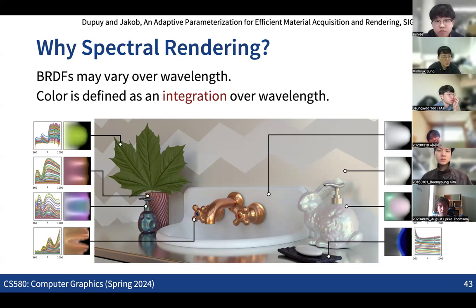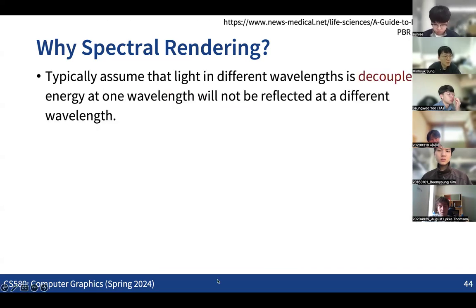And also, one of the assumptions in spectral rendering is that we can easily assume that light at different wavelengths is basically decoupled. This means that the energy we are calculating for a specific wavelength will not affect the energy we are calculating for another wavelength. So all these radiometric quantities can be computed for every single wavelength sample in an independent way, without any effect across wavelengths.